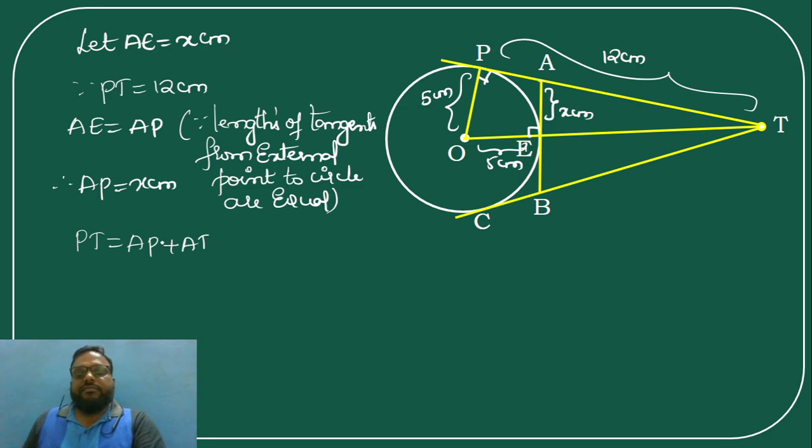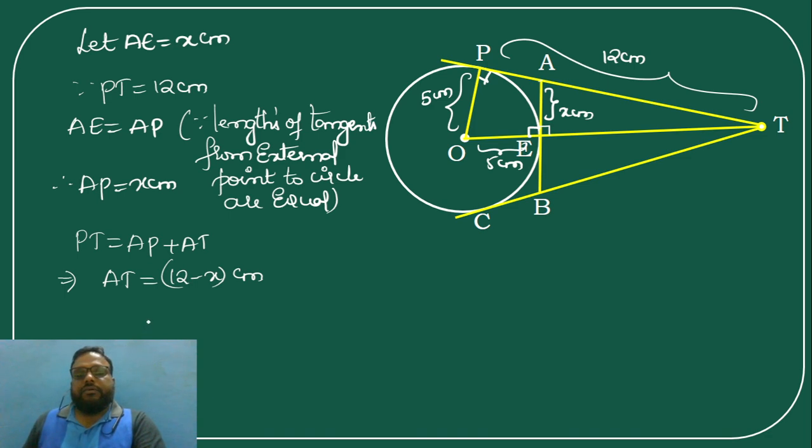What I am trying to do now is, within this triangle AET, as this angle is 90 degrees, I will apply Pythagoras theorem. I will try to find out the value of this X. To simplify this X, I must know AE, I must know ET, I must also know AT. AE I took as X, ET I have as 8 centimeters. Now I am trying to get AT. So PT is equal to AP plus AT. PT is 12, AP is X. So therefore AT is equal to 12 minus X centimeters.